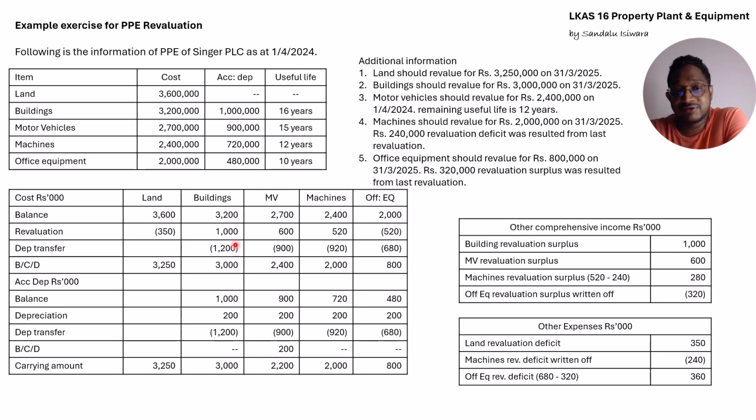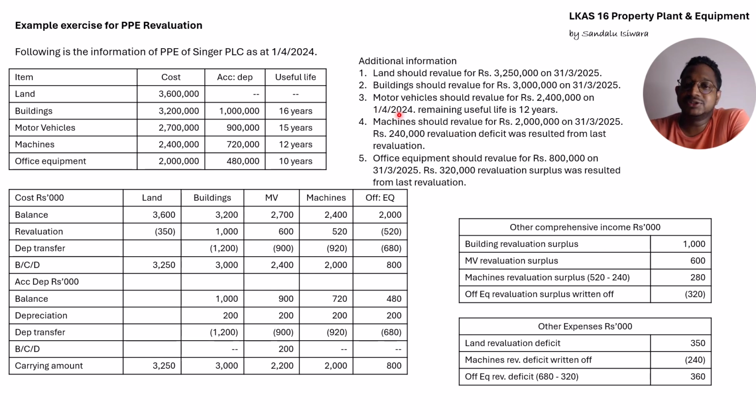From that, you are getting the revaluation surplus. Keep in mind, when it comes to depreciable property, plant and equipment, first of all you have to get the carrying amount: cost minus accumulated depreciation. That carrying amount is the amount that you should compare with the revaluation value. So the carrying amount of these buildings is 2000, and you are revaluing them for 3000, which means you are generating 1 million worth of building revaluation surplus, and you have to record that in other comprehensive income.